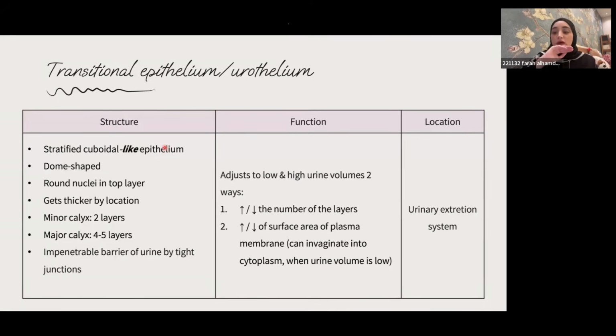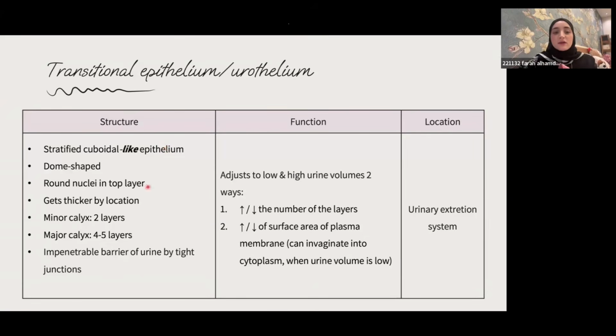So whenever you mention this in the exam, don't say cuboidal epithelium. Just say transitional epithelium, stratified transitional epithelium, cuboidal-like. Okay, you can say cuboidal-like. It transitions from cuboidal to squamous-like depending on the amount of urine volume. So depending on the amount, you write cuboidal-like or squamous-like in the exam. But don't write cuboidal, write cuboidal-like.